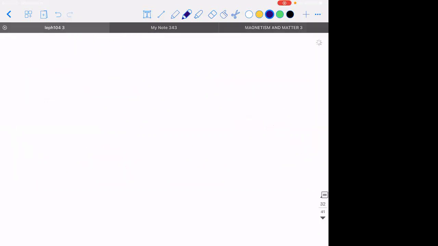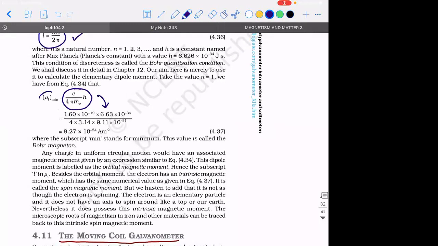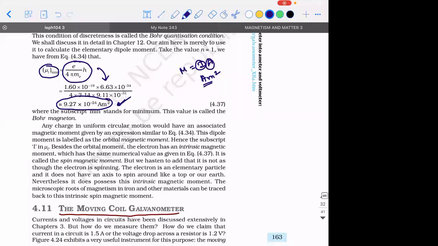Now listen to this carefully. If I substitute all these values here, then you will get the minimum value of magnetic dipole moment, and that value comes out to be 9.27 into 10 power minus 24. The unit of magnetic dipole moment is ampere meter square, because magnetic dipole moment is I into A. I is in ampere, area is in meter square, so ampere meter square. So this value is what is called the Bohr magneton.